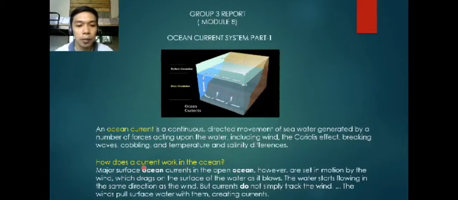So, how does a current work in the ocean? Major surface ocean currents in the open ocean, however, are set in motion by the wind, which drags on the surface of the water as it blows. The water starts flowing in the same direction as the wind, but currents do not simply track the wind. The wind pulls surface water with them, creating current.